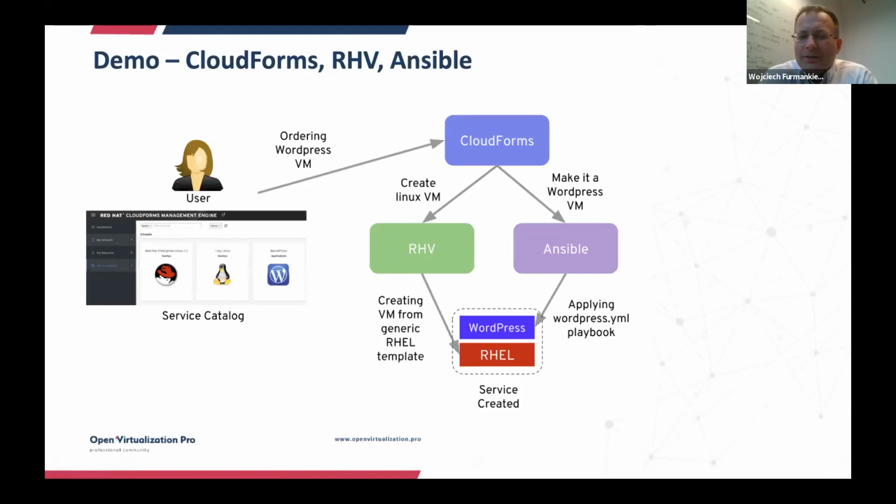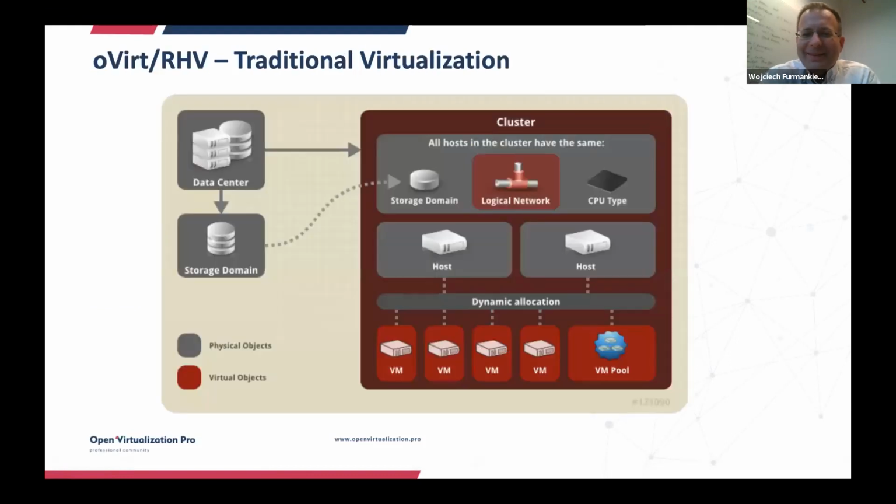Okay, so you just use CloudForms to provision the Red Hat machine on Red Hat Virtualization. So we'll create a VM, and Ansible will do all of the magic for WordPress. So after 10 minutes of our speech, we will see the final results, yes? Yeah, that's the plan. Hope it works.